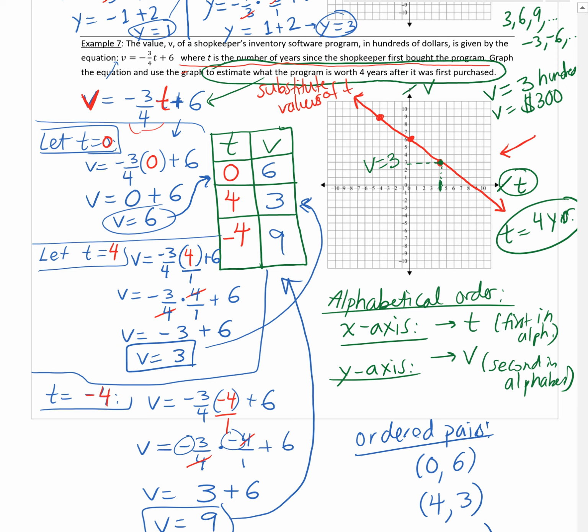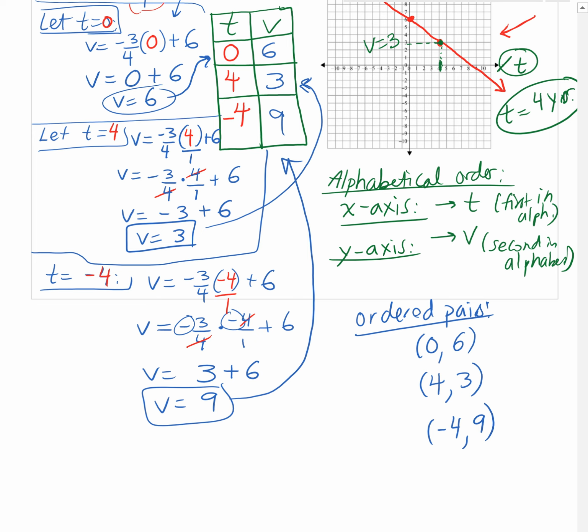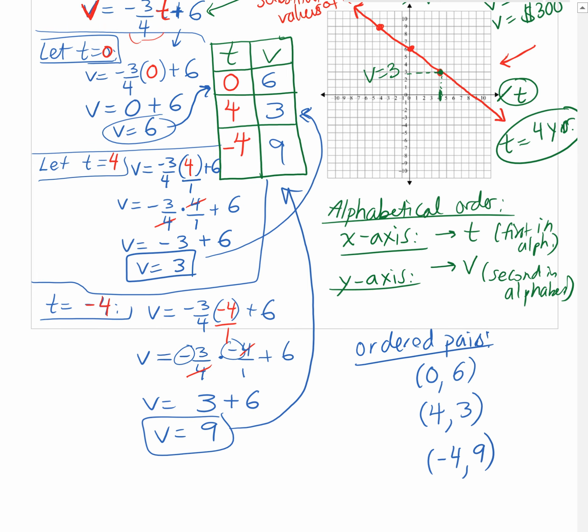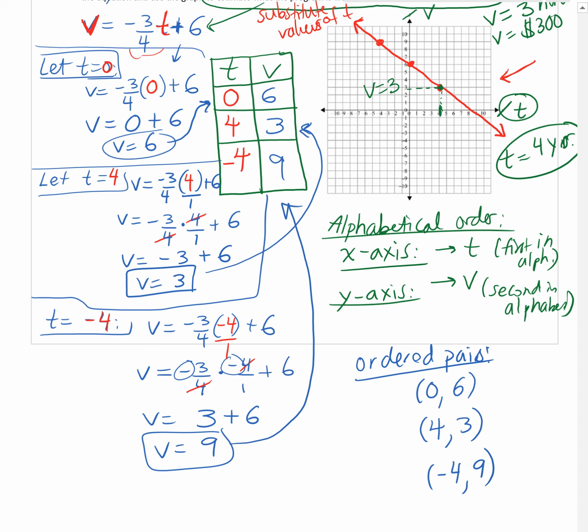Okay, so since this is a word problem, I should probably say something at the end. I'm sorry, it's kind of running out of room here. But the end result would be, what do we have? I'm going to write it at the bottom. After 4 years, because that's what t was equal to. T equals 4 is what they told us. The software program is worth, we found that it was worth v equals 3. But remember they said v is always in hundreds of dollars. So it's really worth $300.